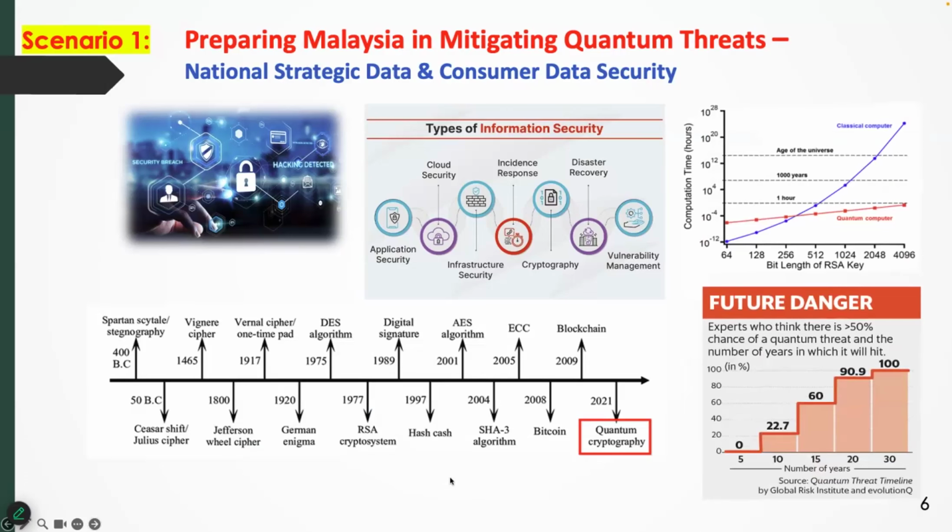And then we have two scenarios that we want to prepare. The first one is how to prepare Malaysia towards the quantum threat. This slide by Dr. Siti is a high-level view of the national preparation. Some parts I really don't know how the update is going, but I think this is something that we really have to plan.